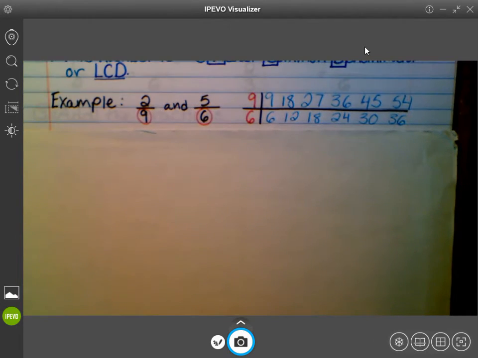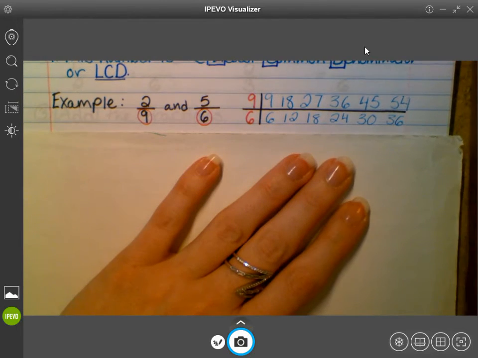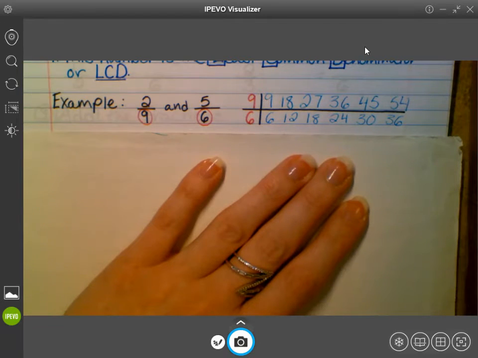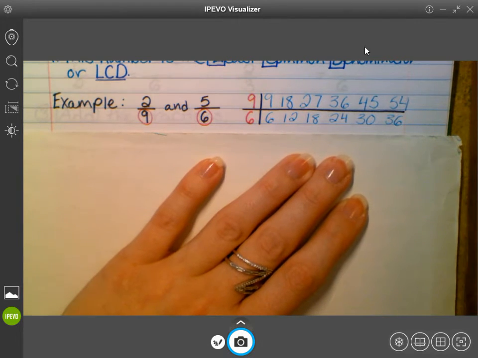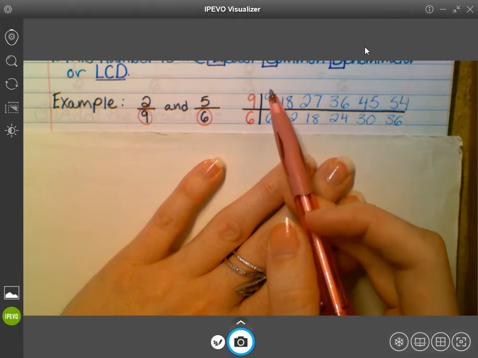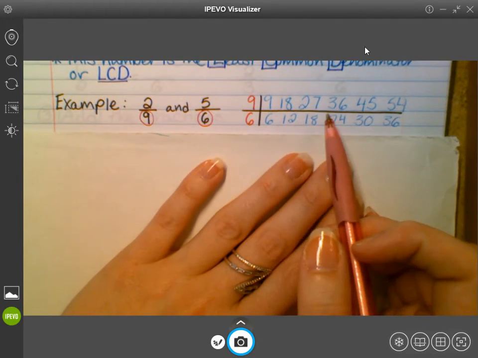I've listed my multiples for both numbers. So now, if I follow step 2, it says circle the first, which also means smallest, multiple that both numbers have in common. I'm going to look at both of these and think, okay, what's the smallest number that 9 and 6 have in common? Well, they don't have those in common.